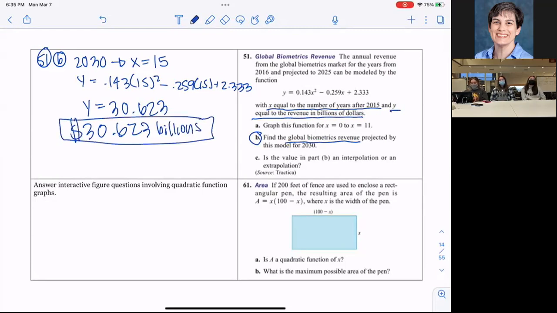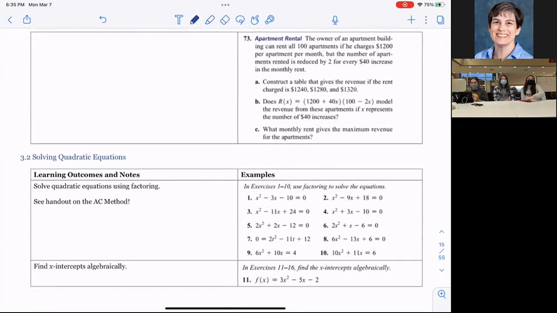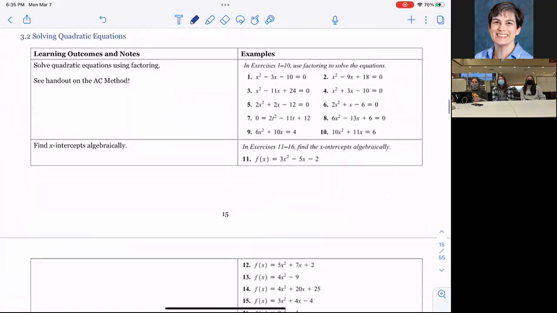All right. Moving right along. 73 is gonna be very similar to that question. Now we're gonna move through section 3.2. I'm gonna hand this over to Laura. Okay, do we have any questions on this?